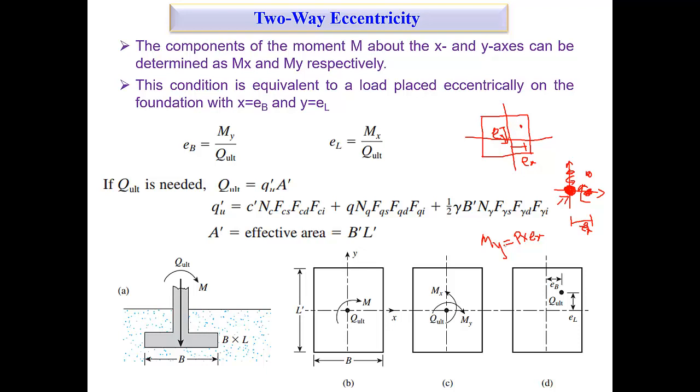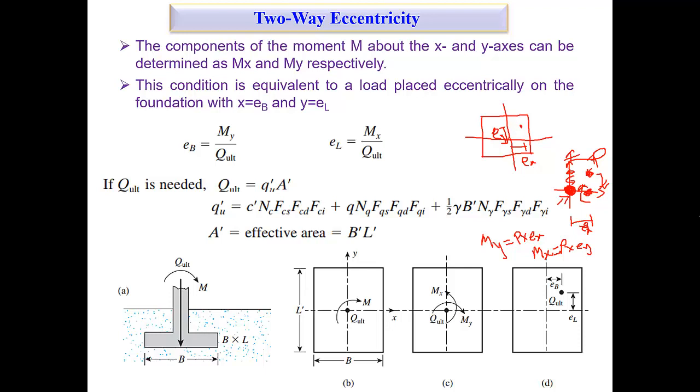Okay, similarly, we can say that Mx, the moment with respect to the x-axis, would be what? Now you should tell me. P into ey. Very good. Same, because this P is here. You understand? While you take the moment with respect to the x-axis, ey is the distance. While you take the moment with respect to the y-axis, ex is the distance, right?